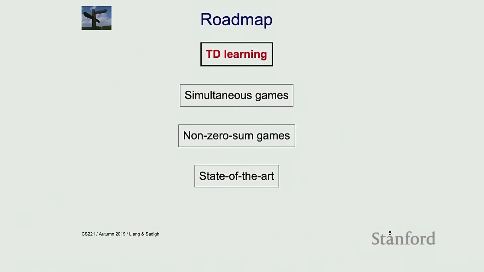Okay? And that kind of introduces this temporal difference learning, which we're going to discuss in a second. It's very similar to Q learning. And then towards the end of the class, we'll talk about simultaneous games and non-zero-sum games.